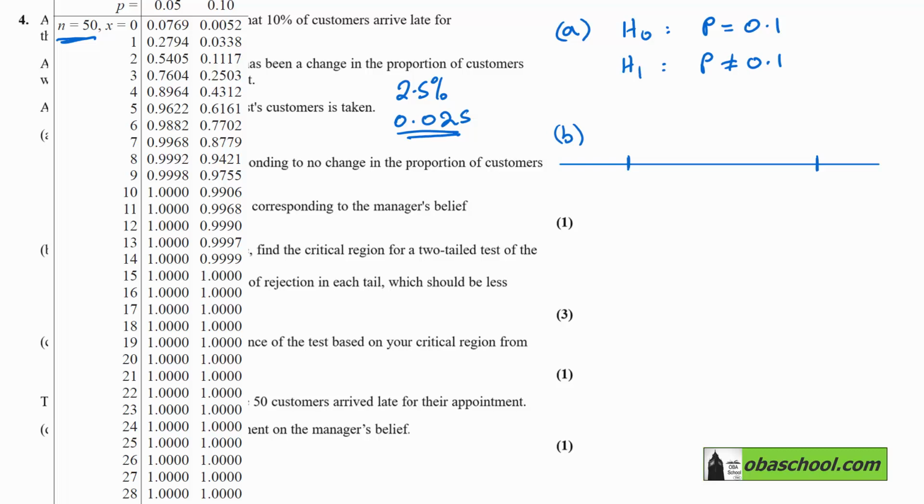And we're looking at the 0.1 column because we're talking about 10%. Remember, the distribution here would be a binomial 50, 0.1. If we look at the value for 1, that's 0.0338. So that's too big. So we're only going to go for this value here.